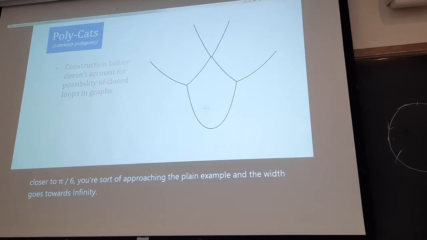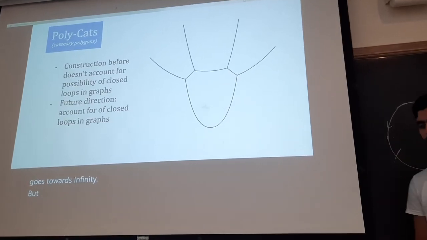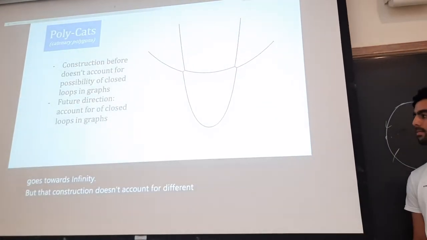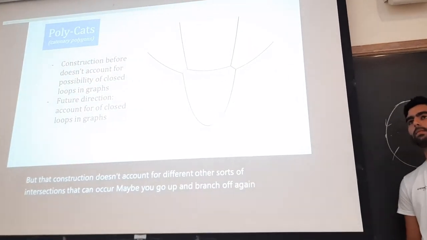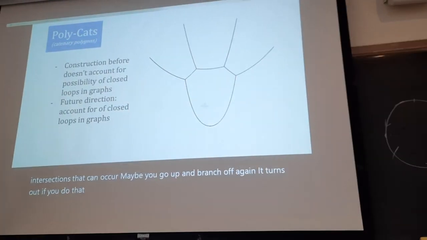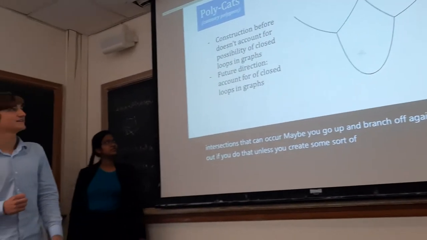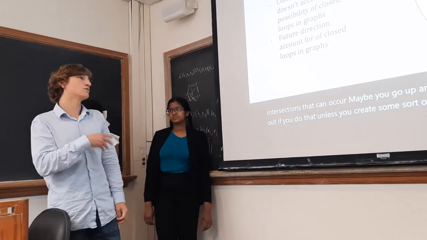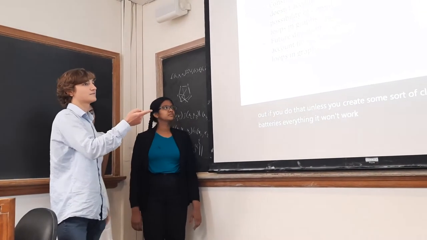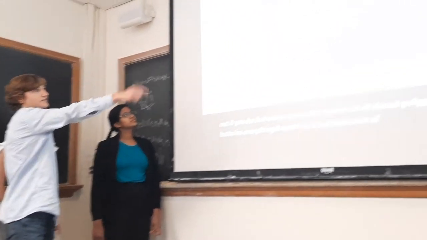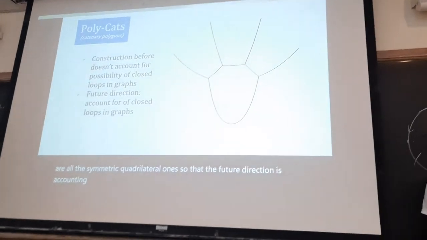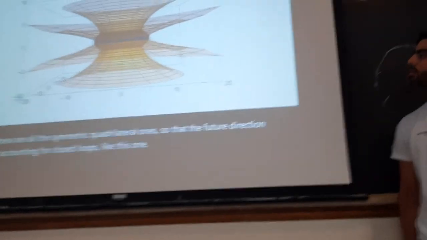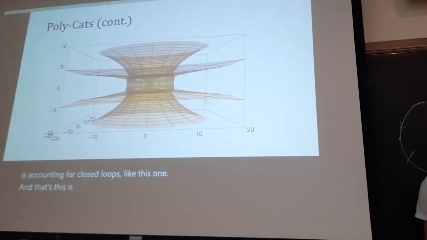But that construction doesn't account for other sorts of intersections that can occur. Maybe you go up and branch off again. It turns out if you do that, unless you create some sort of closed polygon of catenaries, it won't work. But these sort of polygons do exist. These are all the symmetric quadrilateral ones. So the future direction is accounting for closed loops like this one. And this is a GIF of that surface.